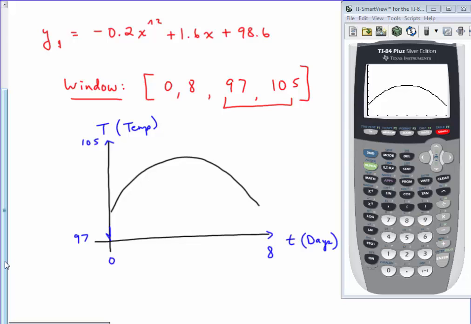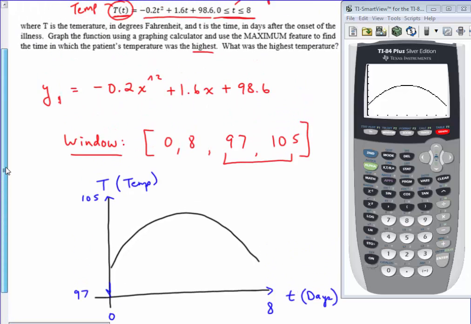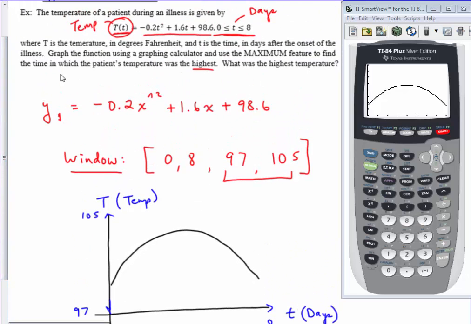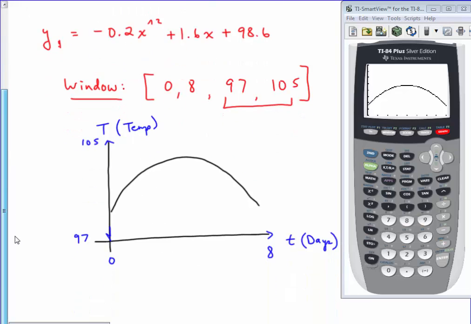And then the question I believe stated, what was the time in which the temperature was the highest? So they want to know what's the number of days when the patient's temperature reached that highest peak. And they also want to know the highest temperature. And so if we can find the ordered pair for the relative maximum, then we have both of those pieces of information. So let's go on our calculator and find the relative maximum.